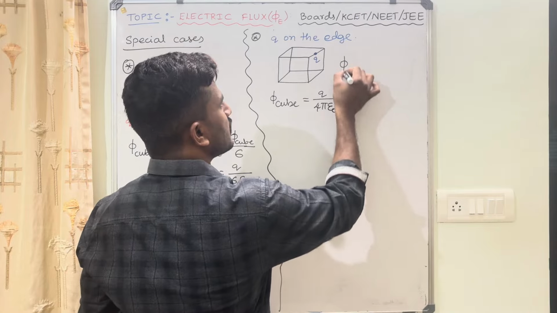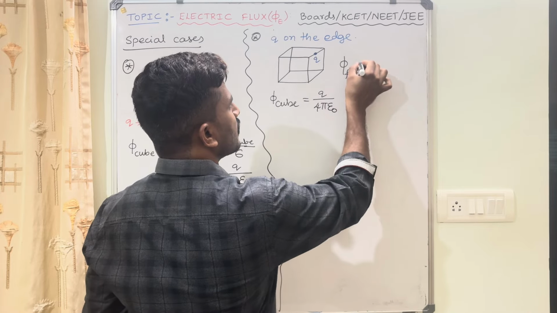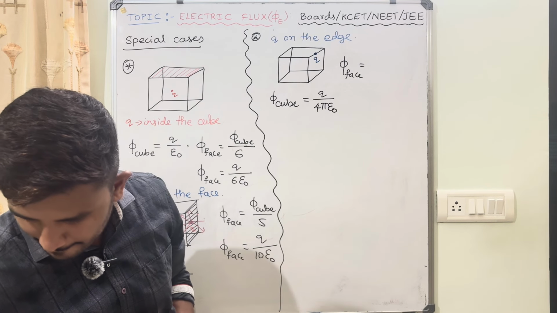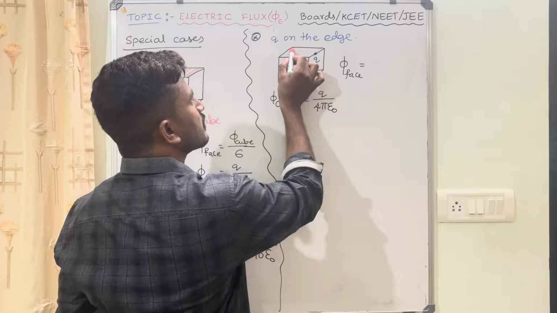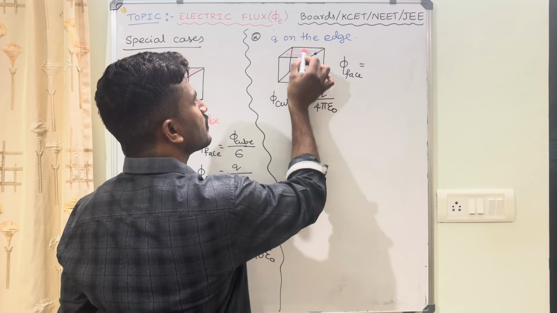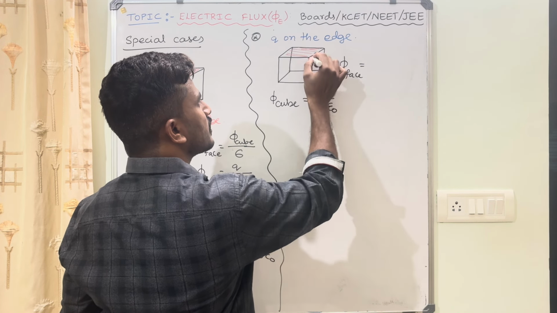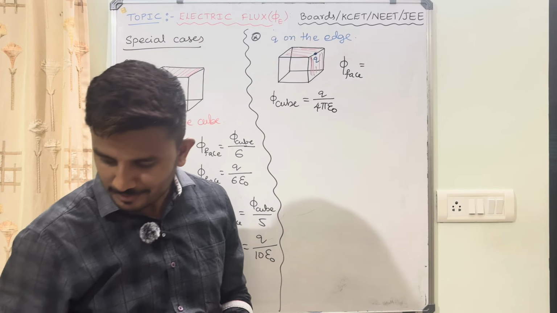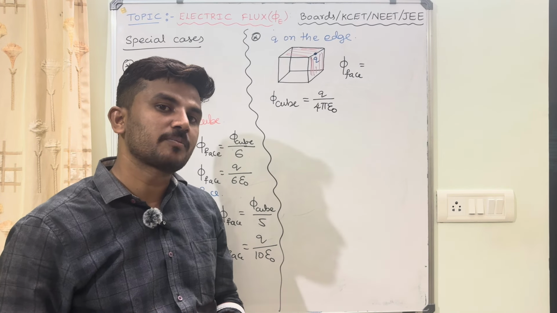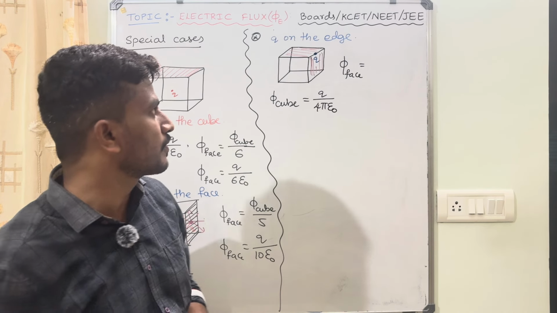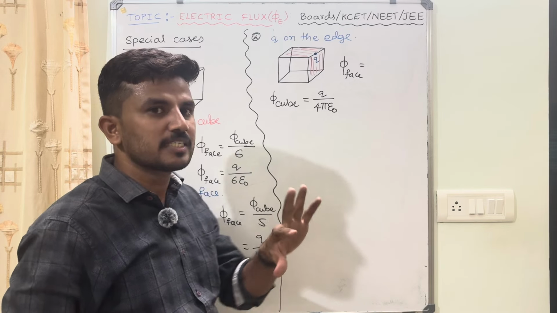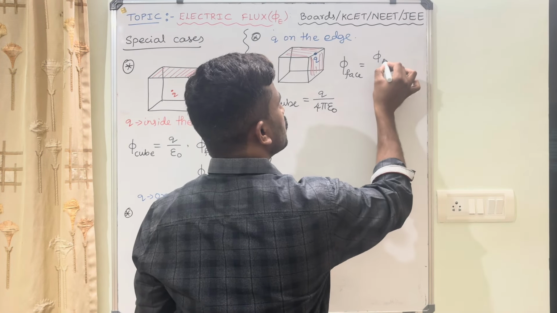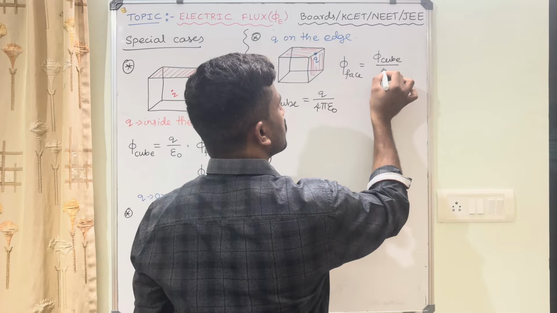So when you consider each face, 2 surfaces you should neglect. One is this one, because charge is attached to this surface, so don't consider this. Charge is attached to this surface also. So 2 surfaces you should neglect, because electric field lines are parallel to the surface, flux becomes 0. Remaining how many surfaces are there? 6 minus 2, 4. So flux through the cube is divided by 4.